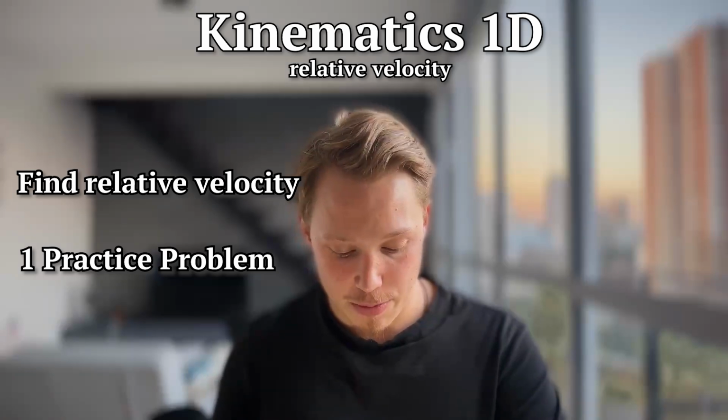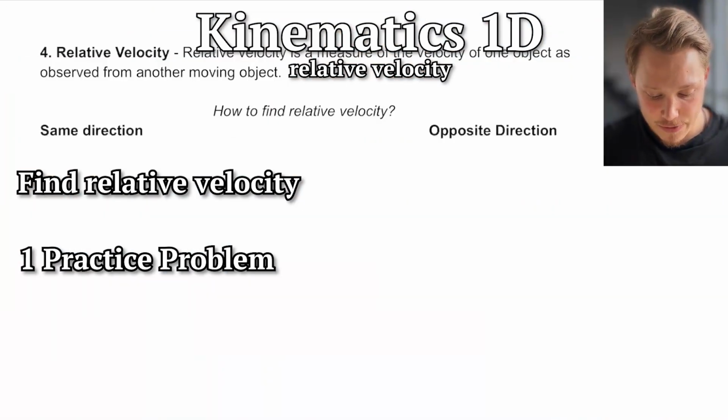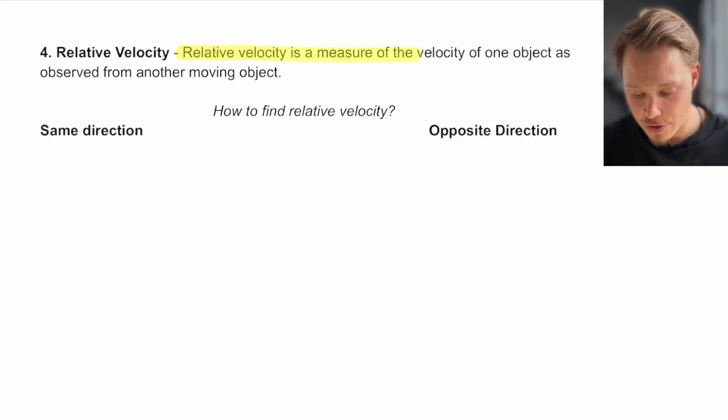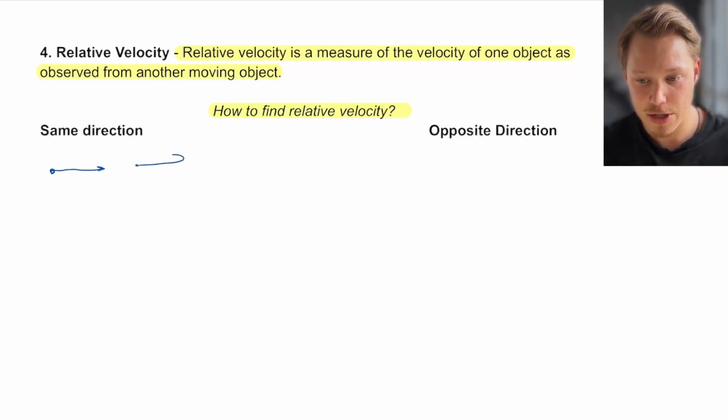Let's start firstly by talking about what is relative velocity. Relative velocity is a measure of the velocity of one object as observed from another moving object. How do we find relative velocity? We can have really only two scenarios. One, where two objects are moving in the same direction.